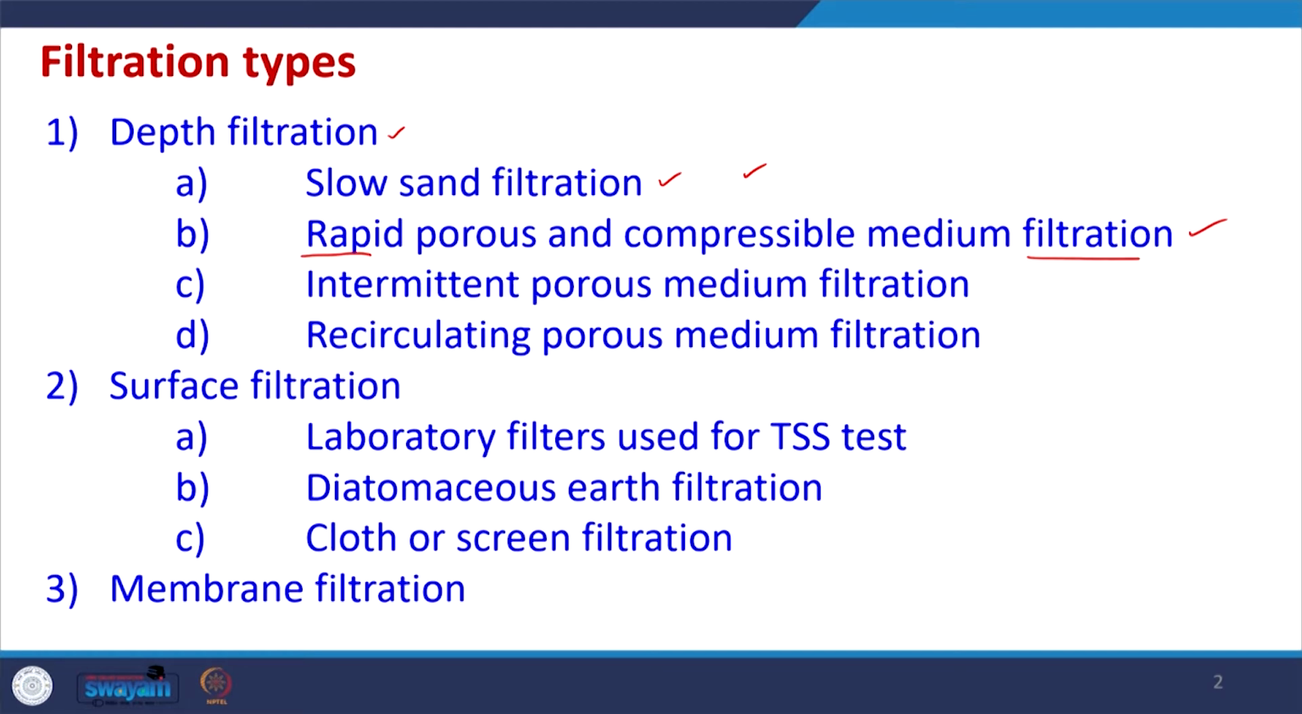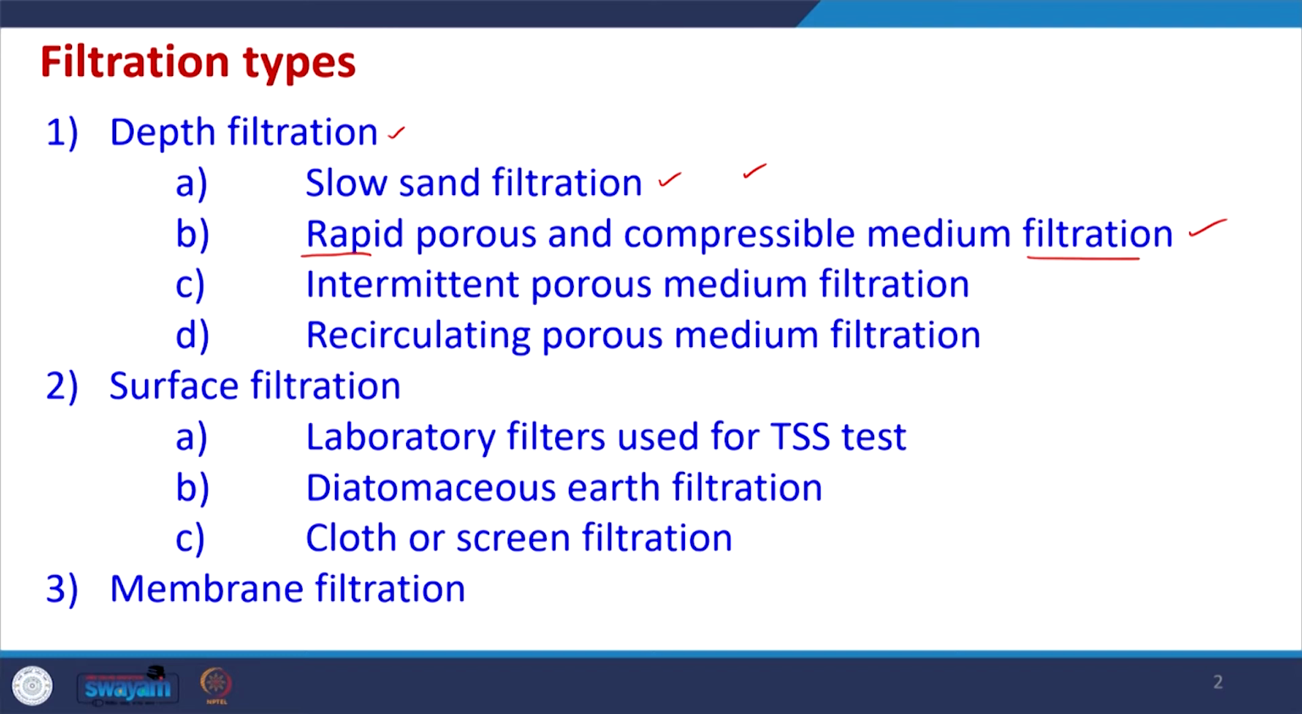Then there is surface filtration, like laboratory filters which are used for the TSS test. Then we have diatomaceous earth filtration, and screen or cloth filtration, but we will be discussing more on depth filtration. Similarly, membrane filtration can also be used. These are also referred to as membrane separation.